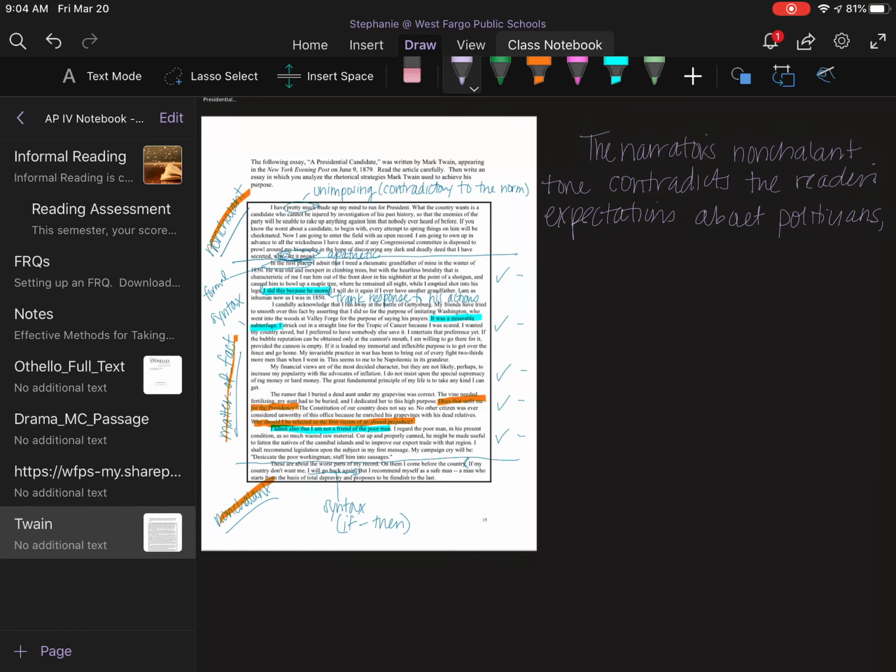And then I want to tie back to overall purpose, which in this case, obviously, Twain is poking fun at the seriousness of politicians and their, I guess, the flowery language they use and things like that. Poking fun at the current state of politics.